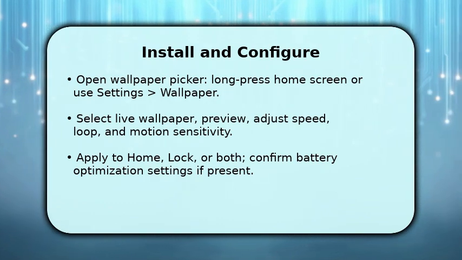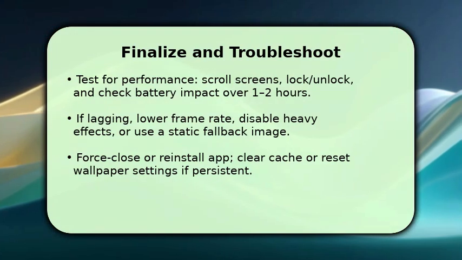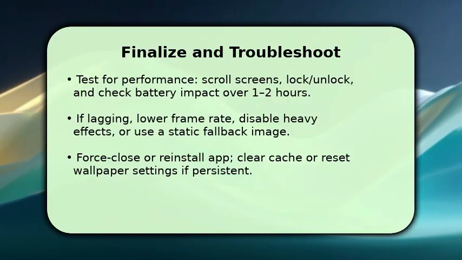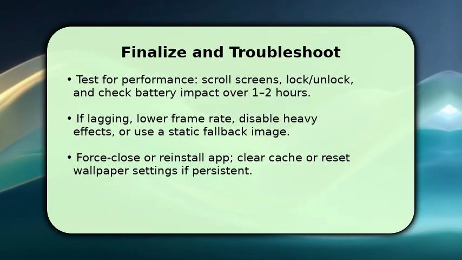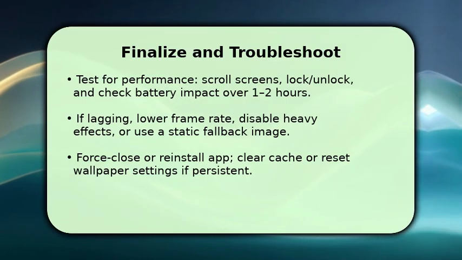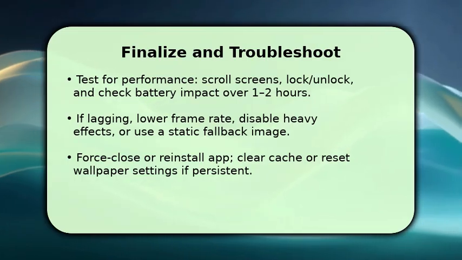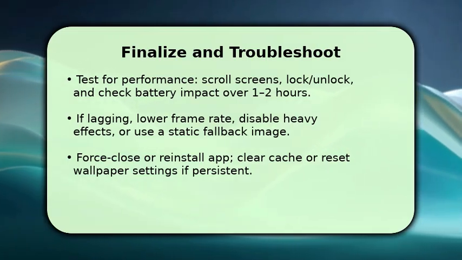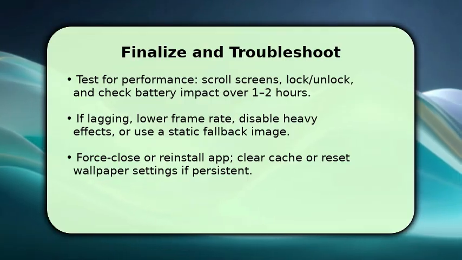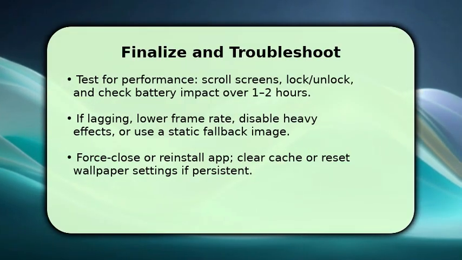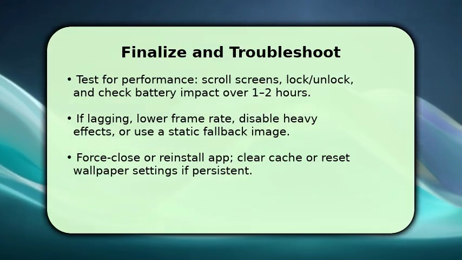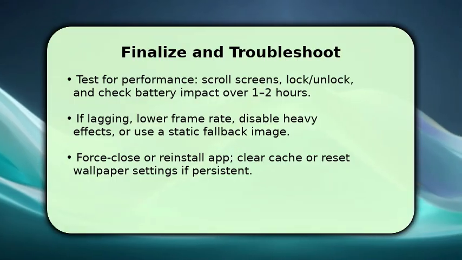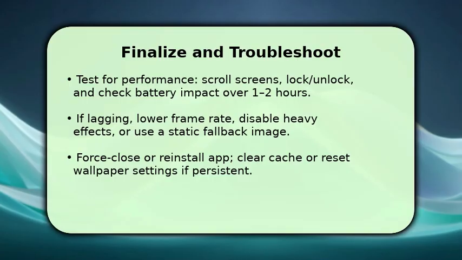You finish by testing the wallpaper under normal use. Swipe home screens, lock and unlock, and monitor battery for an hour or two to confirm performance. If you notice lag or stuttering, reduce frame rate, turn off fancy particle effects, or switch to a simpler animation. These actions cut CPU load and improve smoothness. If problems persist, force close or reinstall the wallpaper app, clear its cache, or reset wallpaper settings. That single troubleshooting step often resolves it.